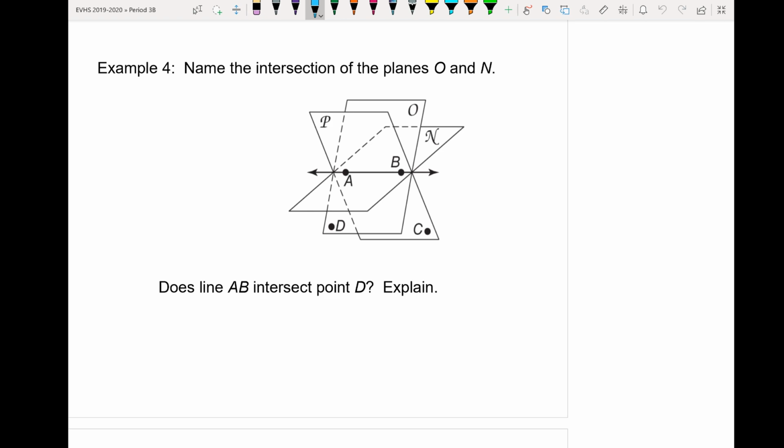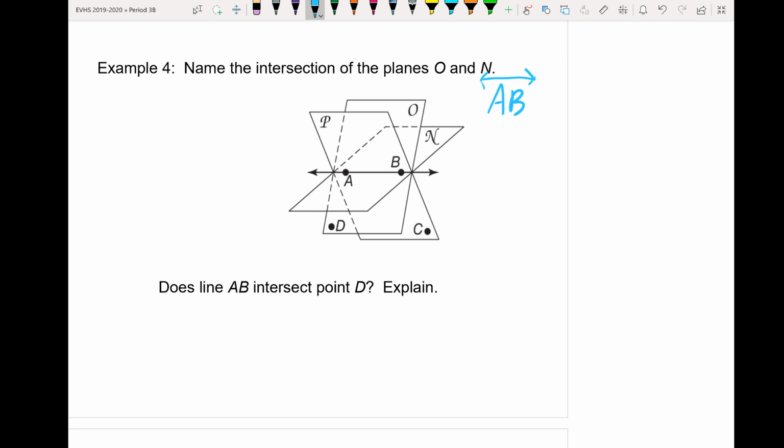Name the intersection of the planes O and N. I know that some of these pictures can be hard to look at with all the lines going everywhere, but where do O and N meet each other? What do they share in common? Line AB. Yes, line AB, or if you put BA, whatever.